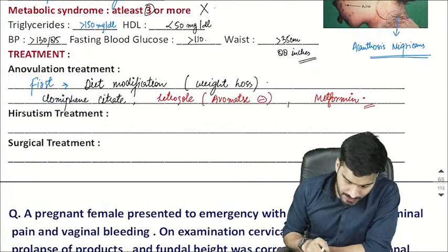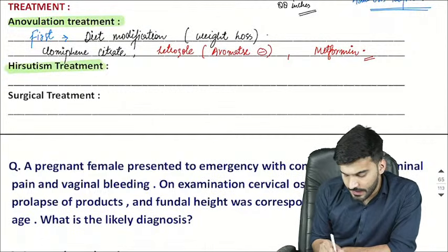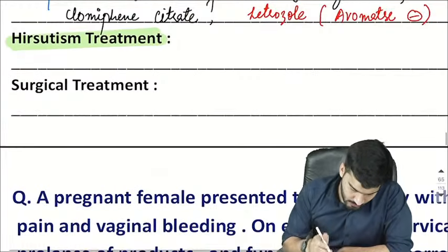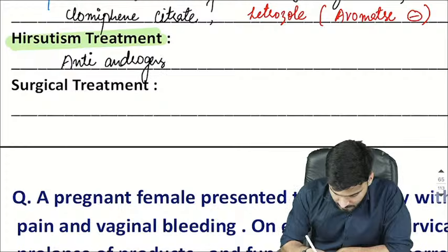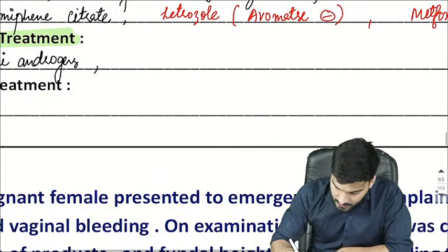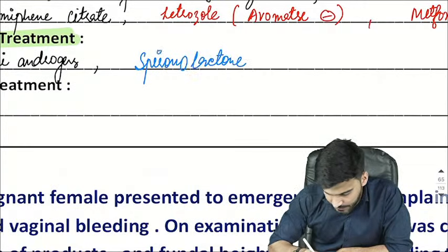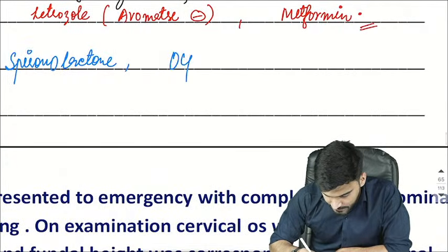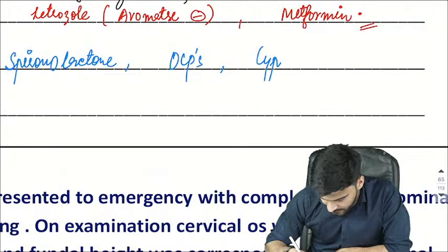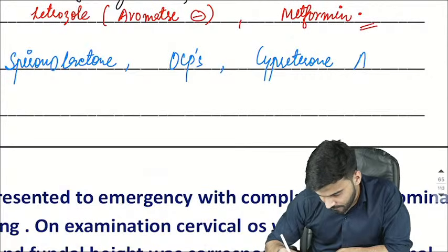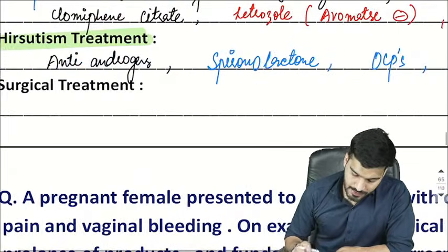Clear? Now, next to that, what will be the treatment for the hirsutism? As hirsutism is due to the hyperandrogenism, we can go with anti-androgens. Followed by that, we can also use spironolactone, 5 mg. We can also use OCPs, and for acne, we can use cyproterone acetate. Clear?